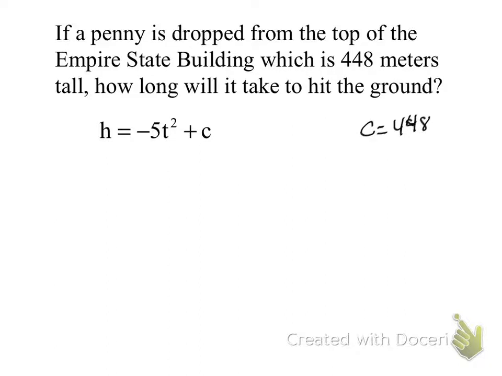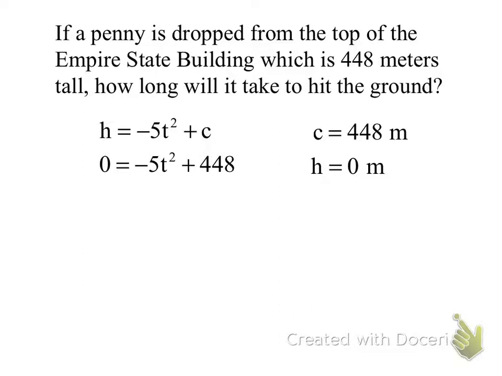What else are they giving me? The ending height is 0, so H equals 0. The ground is 0 inches high or meters high. Does that make sense? And what do they want me to find? How long, which is time. That's my time. So I'm substituting these in. 0 for H, 448 for C, and what can we do?